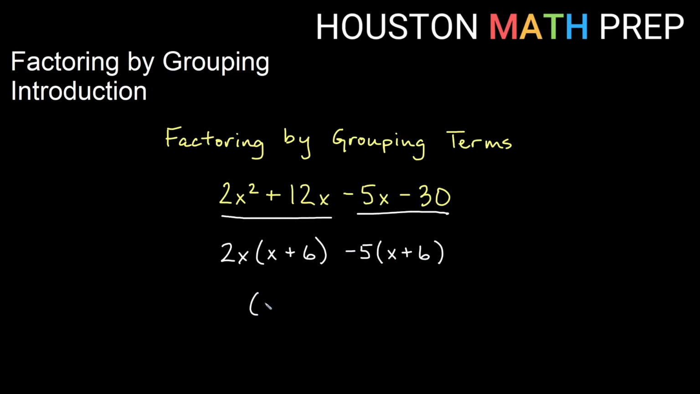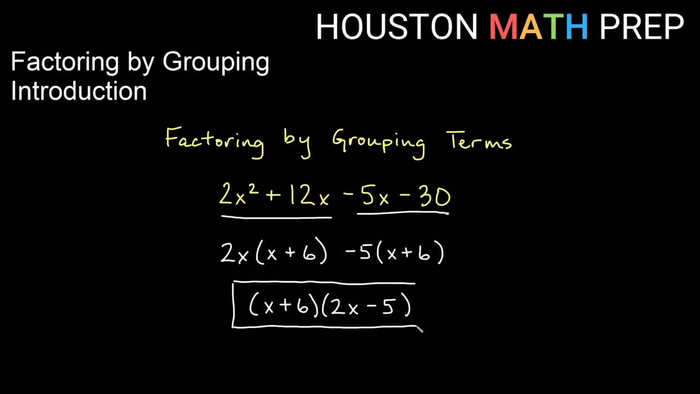Okay, so we have x plus 6, definitely a factor. And the remaining outside terms are my other factor, 2x minus 5. Okay, so that is our intro to how grouping works, just pairing the terms and doing GCF and making sure that you get factors left over that match.